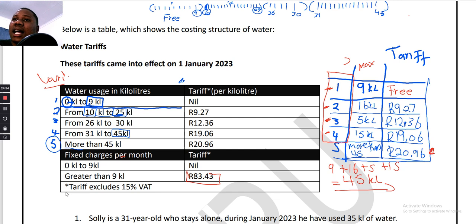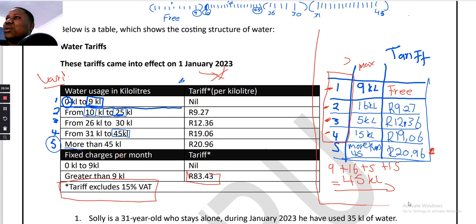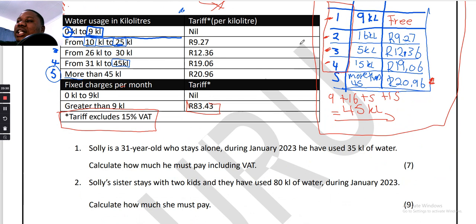And then what are they saying? They're saying the tariff excludes 15% VAT. Okay, now we have understood. I think I've made this sound way simpler, more understandable, this tariff block, how to summarize it. Because we have summarized, we are no longer going to work with this, but we are going to work with what we have summarized here. Okay, let's jump on to our questions.